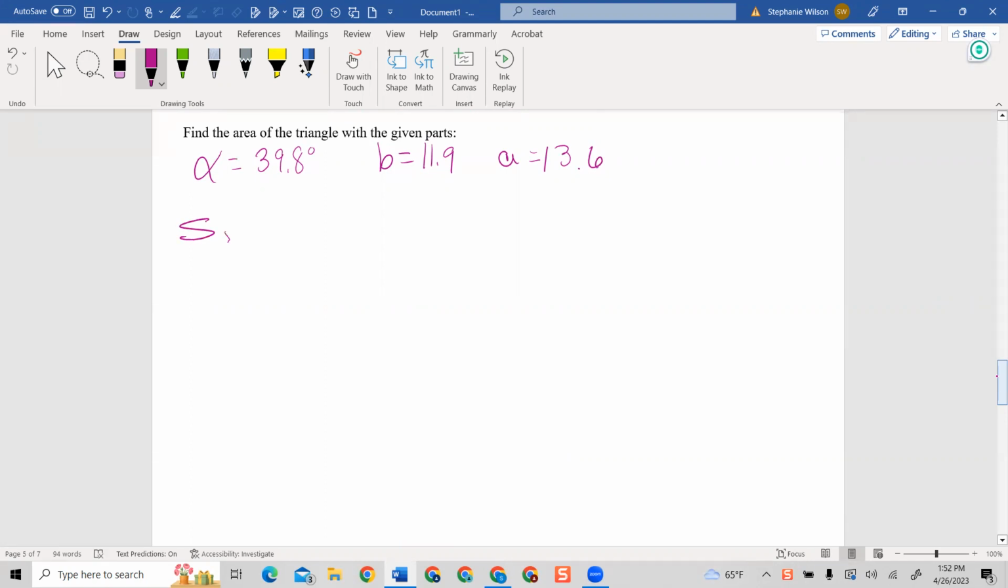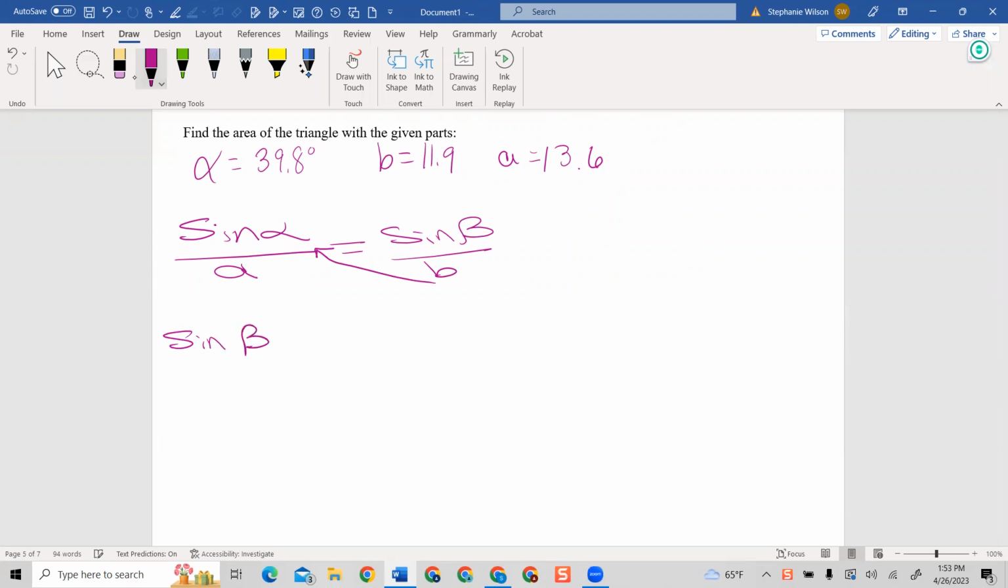So I got sine of alpha over A, because we're given A, so that works out great. Sine of beta over B, we're given B. We don't know what beta is. So let's cross multiply that B. I'm just going to set it that way. Sine of beta is equal to B sine of alpha over A. And I'm going to rewrite it, taking the inverse of sine because I want beta.